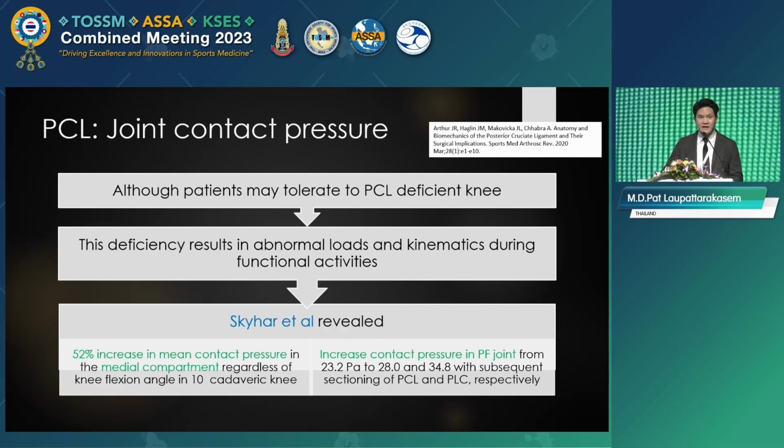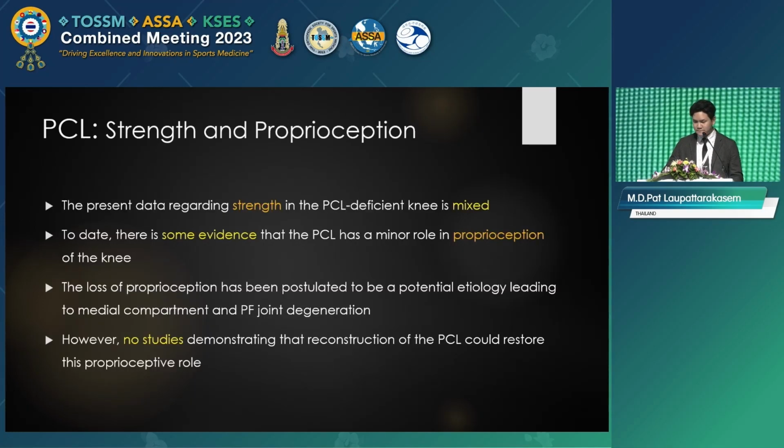Skyhar et al. revealed a 52% increase in mean contact pressure in the medial compartment, and increased contact pressure in the patellofemoral joint from 23 to 28 Pascal after sectioning of the PCL.